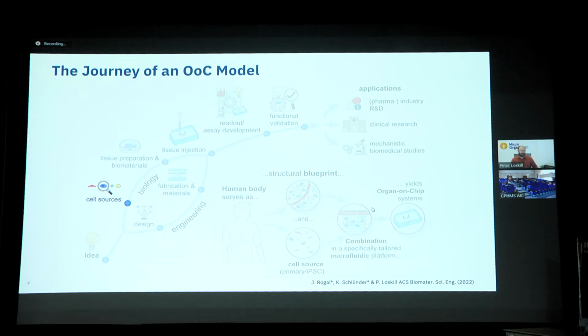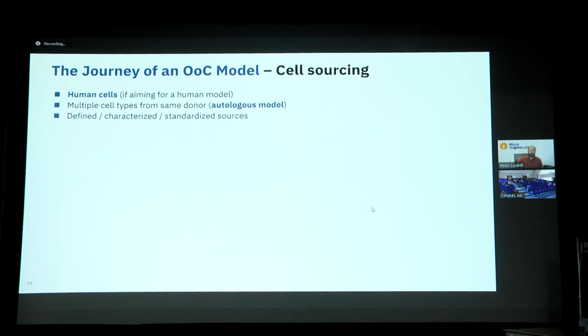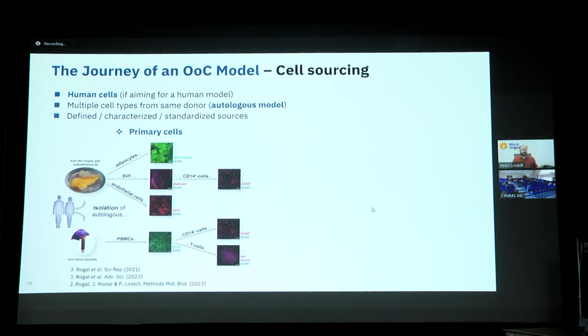For the cell sources, we either use primary cells or we use iPS cells, because we always want to have a human cell, because we're aiming for a human model. Also, we want to get the same cell types from the same donor to have autologous models. So in terms of primary cells, for example, we work with adipose tissue a lot, and I'll show you examples of that. Here we're getting biopsies, and from these biopsies, we can get the adipocytes, we can get the endothelial cells, we can get the stromal vascular fraction, which are immune cells and progenitor cells, which we can also separate. And then we can get from the same patient blood and get immune cells as well.